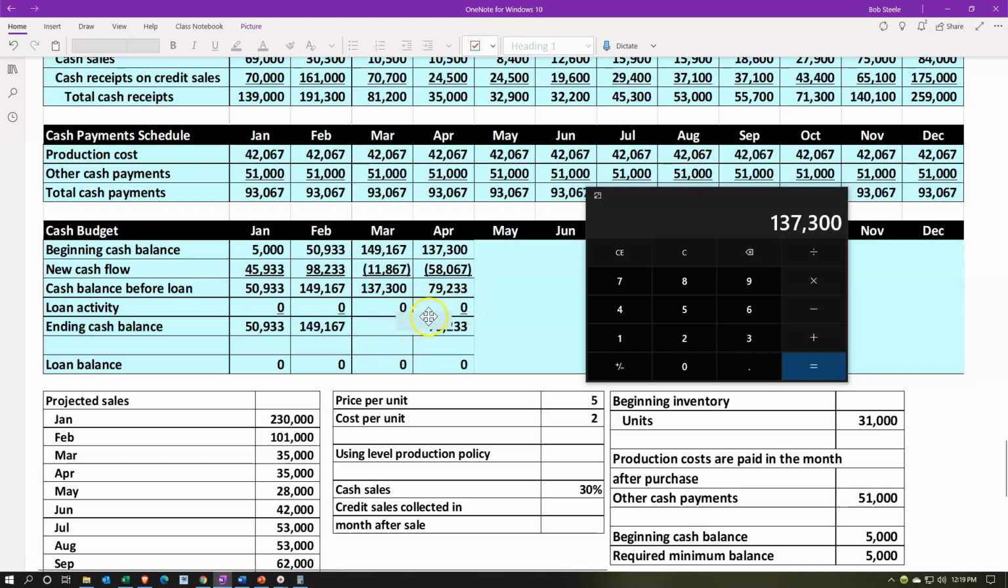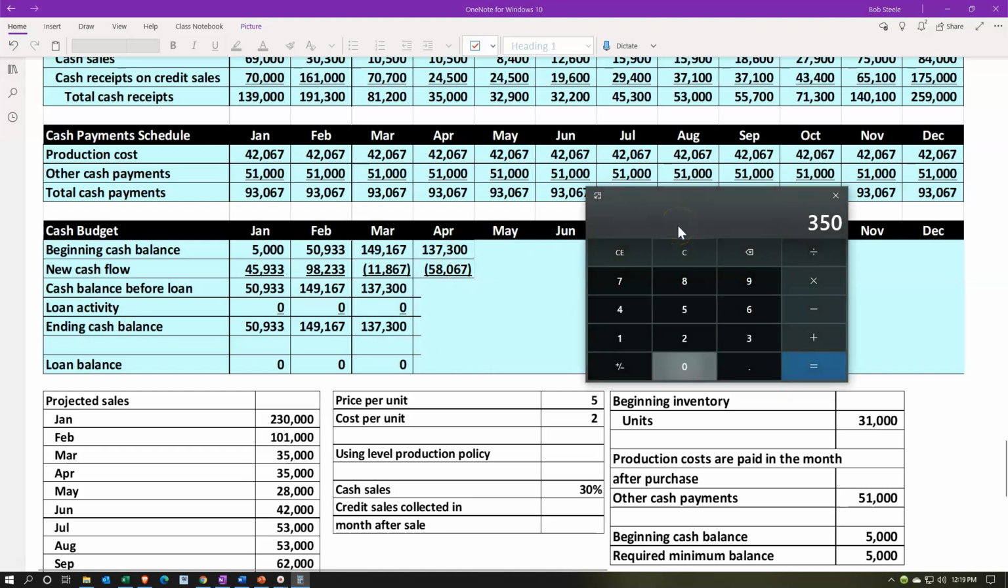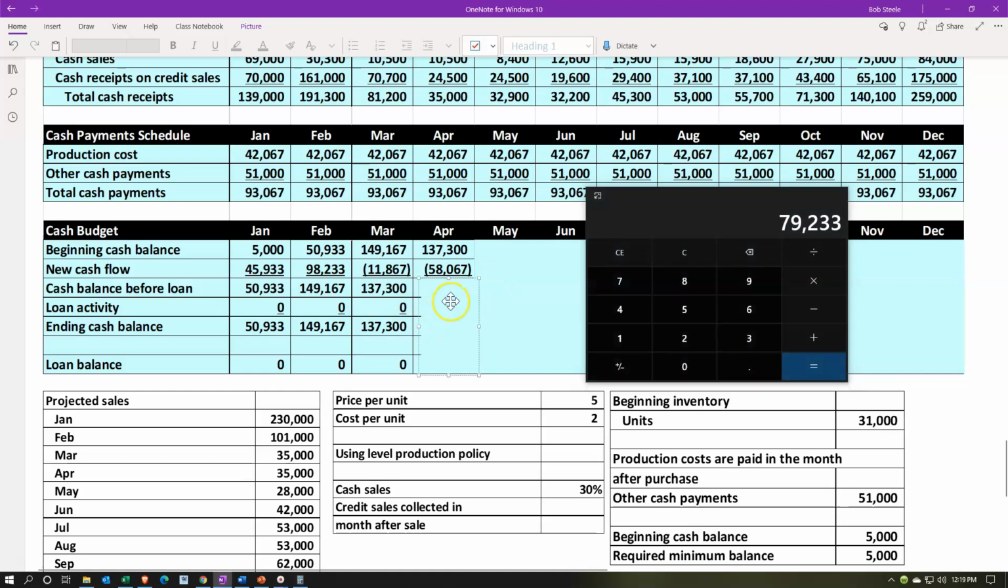We're over the 5,000, therefore no loan or anything is needed, nothing happening to the loan balance. So then if we move this on over to the next month, we're going to say, all right, then the beginning balance in April is the same as the ending balance for March. We have the activity happening, which is the 35,000 minus the 93,067. So we have a net outflow plus the beginning balance of the 137,300. That's going to be over the 5,000 still, so we don't need any loan activity once again.